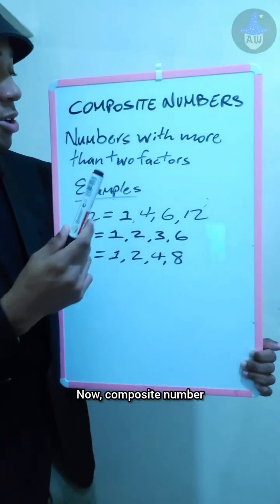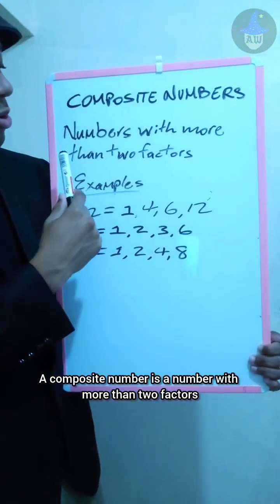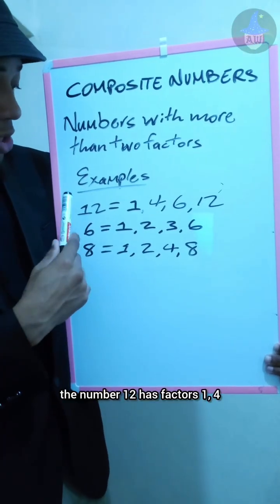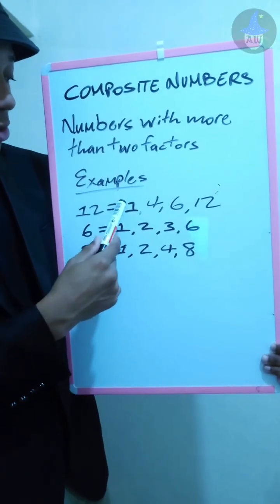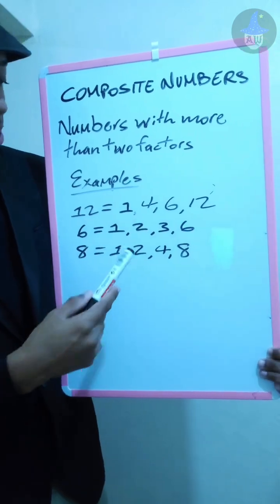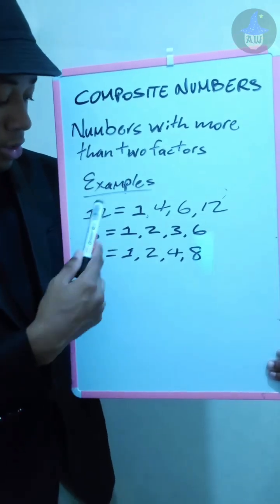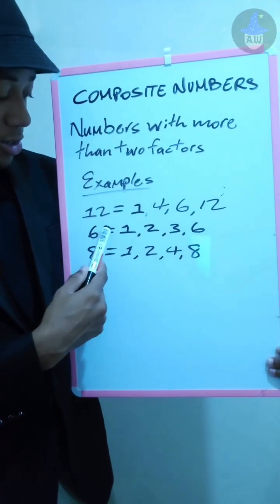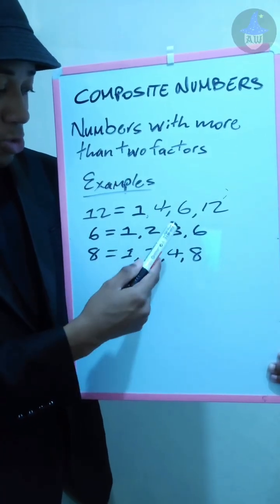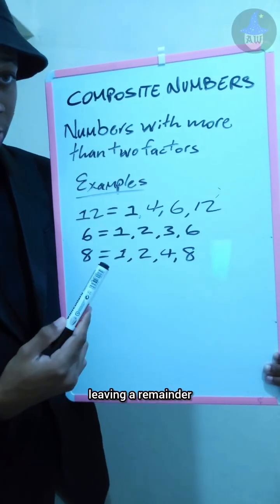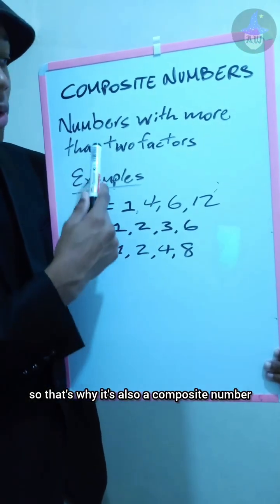Now, composite number. A composite number is a number with more than 2 factors. So for example, the number 12 has factors 1, 2, 3, 4, 6, and 12. These numbers can go into 12 without leaving a remainder. And number 6, common factors 1, 2, 3, 6. More than 2 numbers can go into 6 without leaving a remainder. So that's why it's also a composite number.